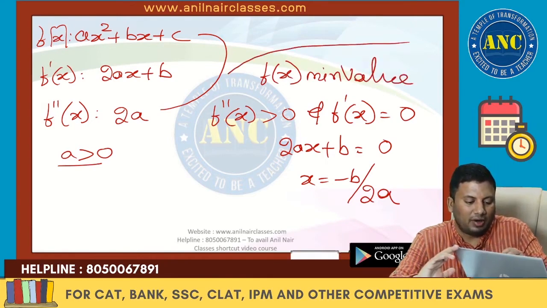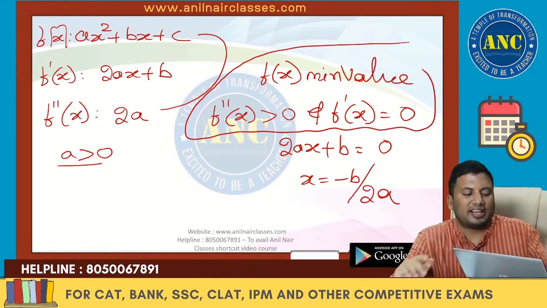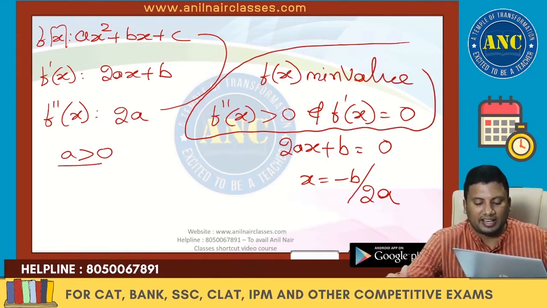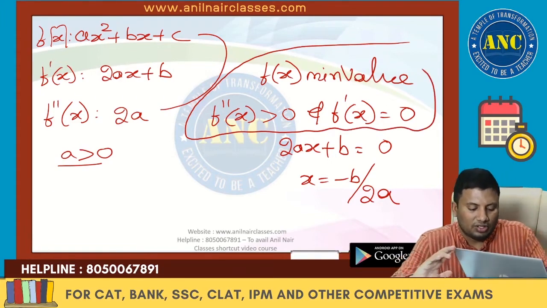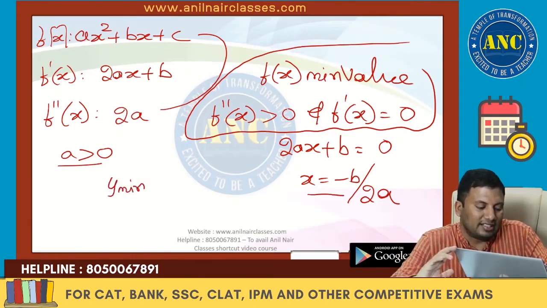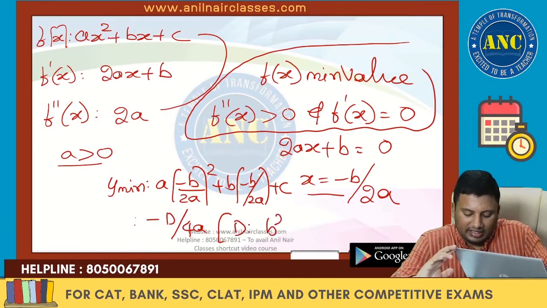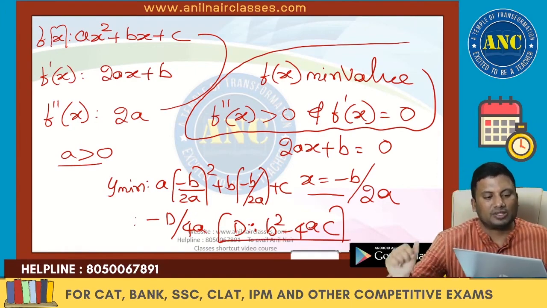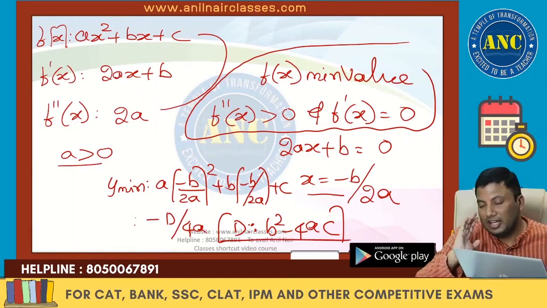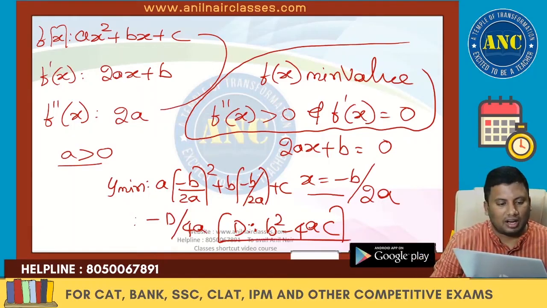f of x will have a minimum value if f double dash x is greater than 0 and f dash x is equivalent to 0. So x is equivalent to minus b by 2a. So y minimum value is wherever x is there, substitute minus b by 2a. This is the proof behind it. We will get minus D by 4a. What is D? D is nothing but b square minus 4ac. Graphs: upward graph, downward graph. I hope it is clear.